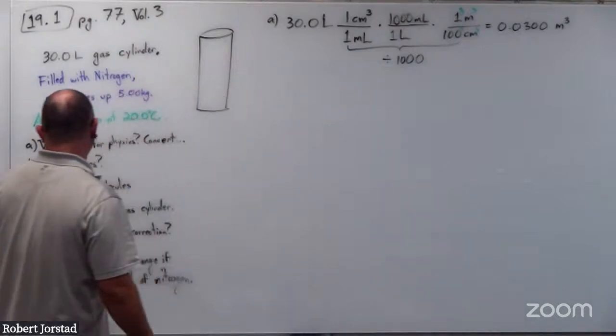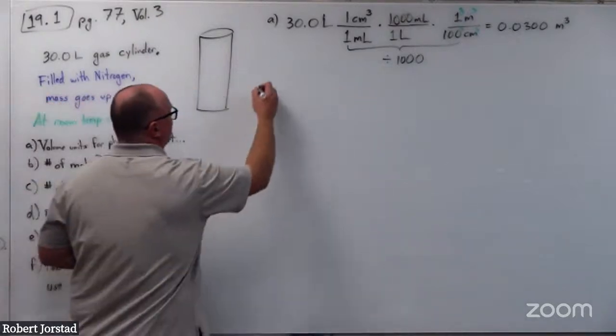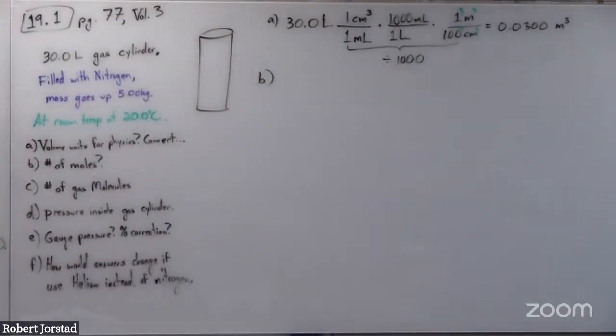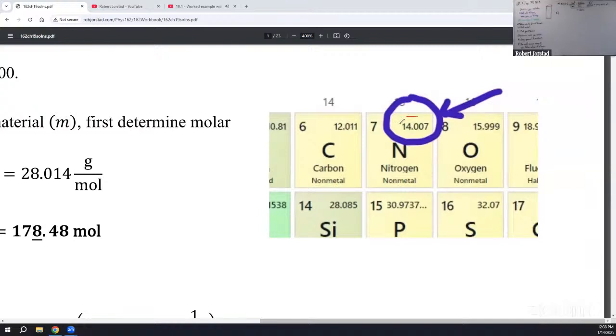All right, part B, number of moles. I'm going to look this up on the periodic table, and maybe I'll show you this really quick. Let me blow this up, scoot over here and share a screen. Just a second, here it comes. So if you look at the periodic table, you'll see some numbers in here. This number means grams per mole.